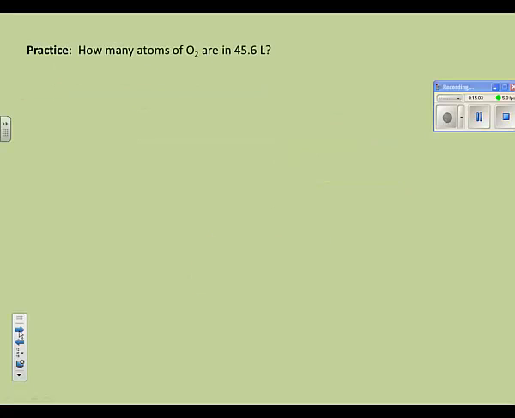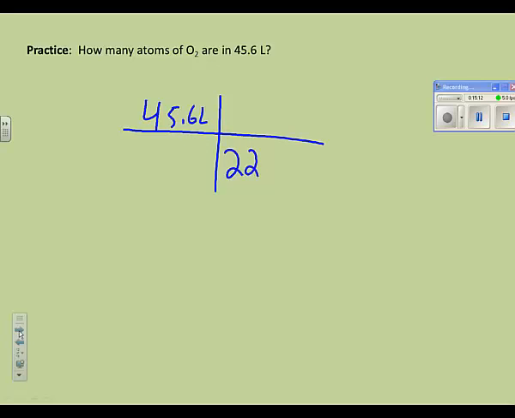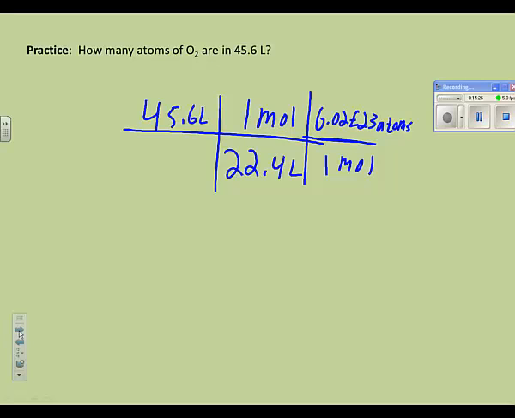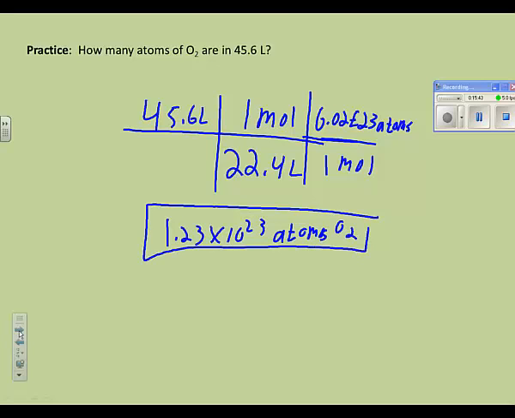Let's keep on going. How many atoms of O2 are in 45.6 liters? So we are starting with 45.6 liters. We always convert that to moles, so 22.4 liters are in every 1 mole. Then from moles, we'll go to atoms. So 1 mole going to atoms, we know we're going to use 6.02 E23 atoms of O2. Do that math and you should get 1.23 times 10 to the 23rd atoms of O2. This goes back to unit 1, just using a new conversion factor.